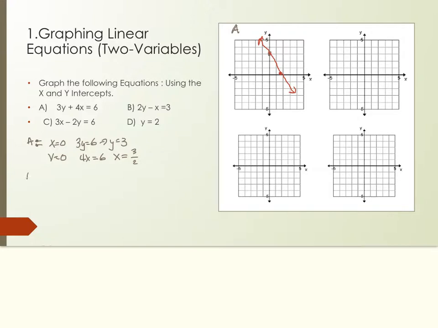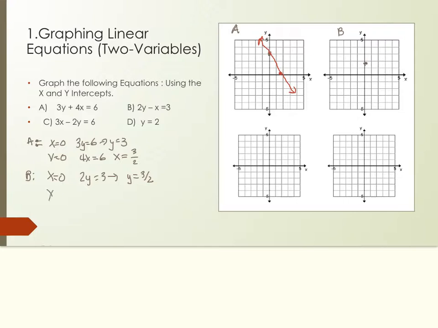So for B, we let x equal 0, so we're going to find our y-intercept. We get 2y is equal to 3, which means that y is equal to 3/2. So for problem B, we come over and we say, oh, well, y is 3/2, which is right here. I don't know whether I got it right or not, but there we go.